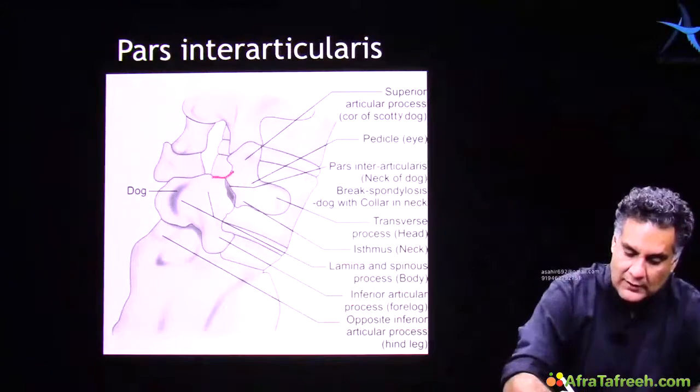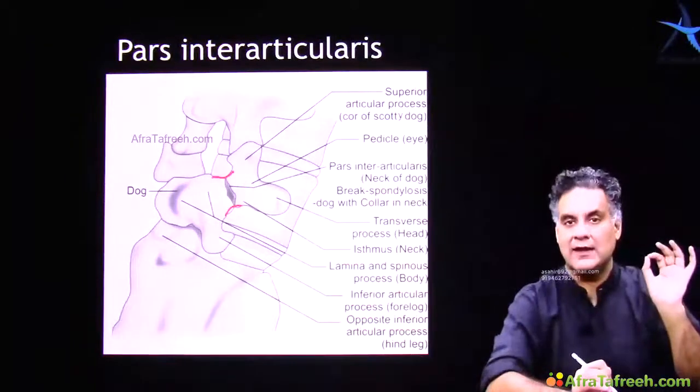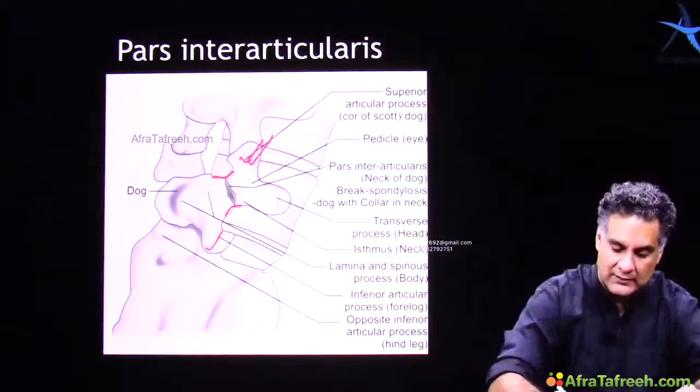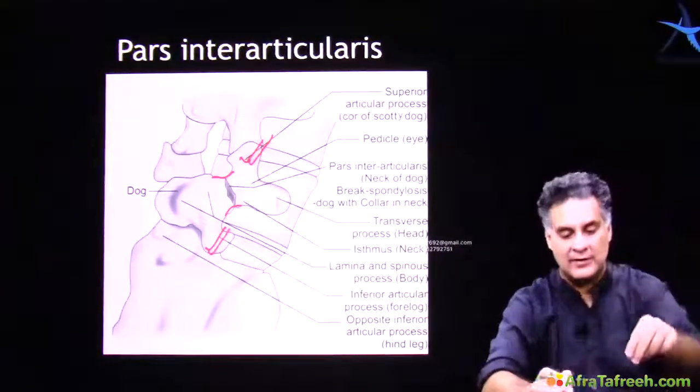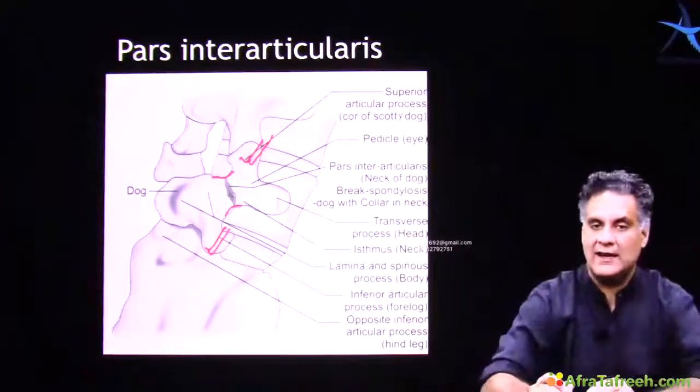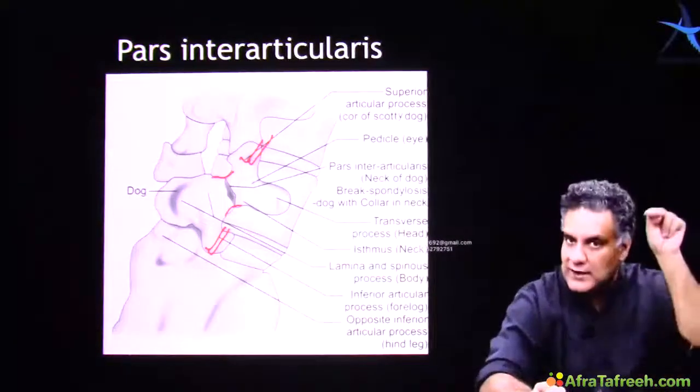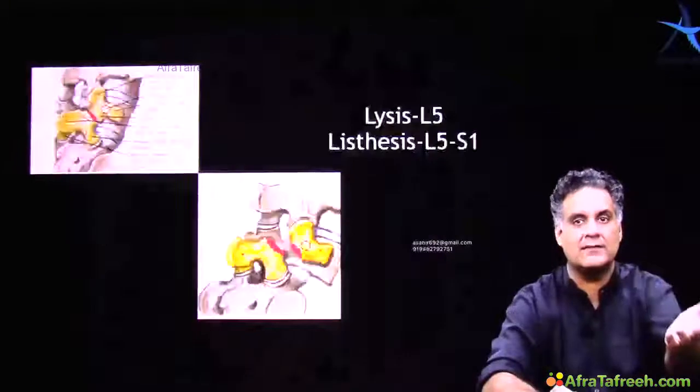And the neck of the dog is made by an area called the interarticularis. Why? Because the ear of the dog is the superior articular process, the front leg of the dog is the inferior articular process, and in between is the neck, called the pars interarticularis. All the force in the spine, when you dance or jump, goes to the neck of the dog, and it breaks.